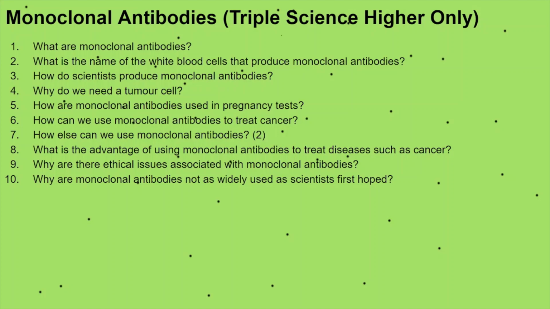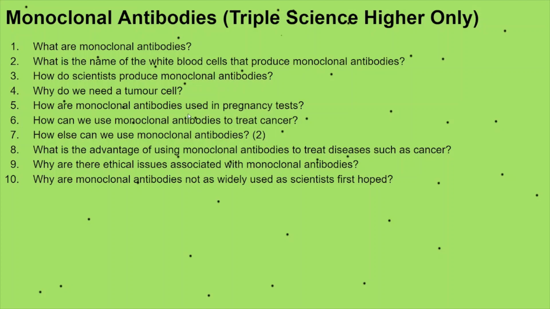So once we've got our hybridoma, which is the name of the tumour cell and B lymphocyte fusion cell, we clone it a lot, and therefore we get lots and lots of cells that can produce the same type of antibody, these monoclonal antibodies, and we can collect these antibodies, purify them, and they're ready for use.